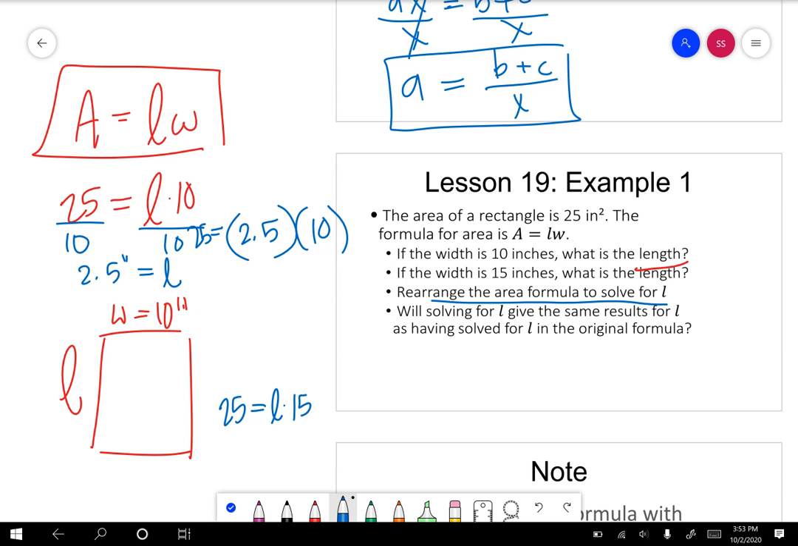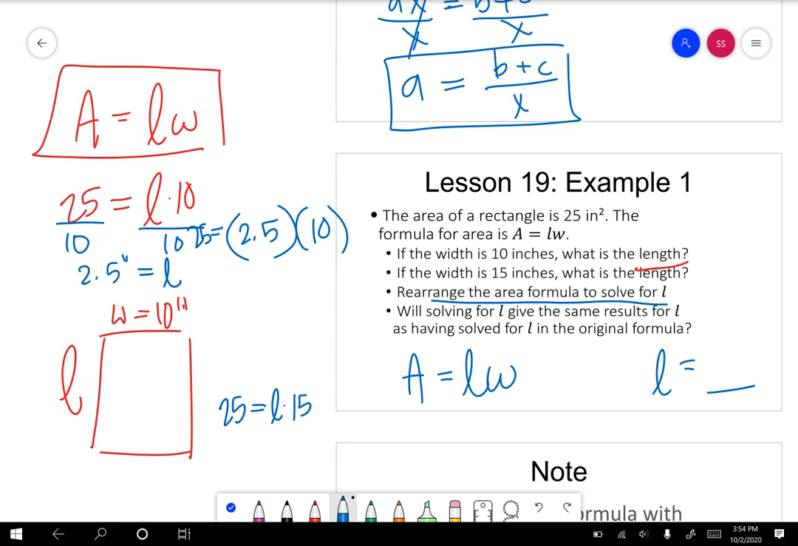Rearrange the formula, the area formula, to solve for L. So this time we're not substituting any numbers in. All we're doing is rearranging this formula so it looks like L equals something. Okay, so we're isolating L.